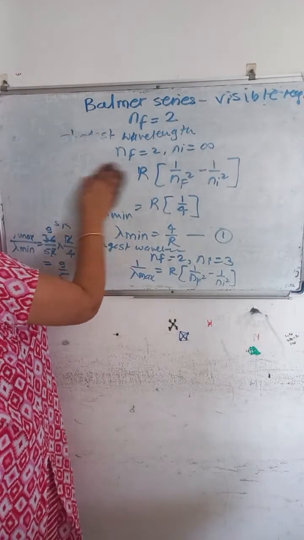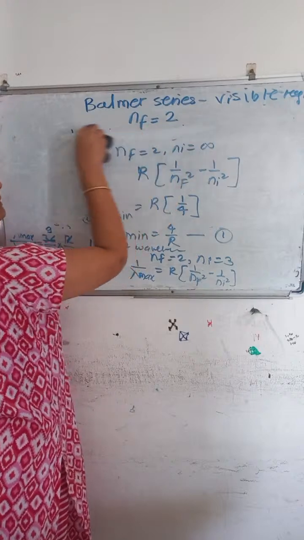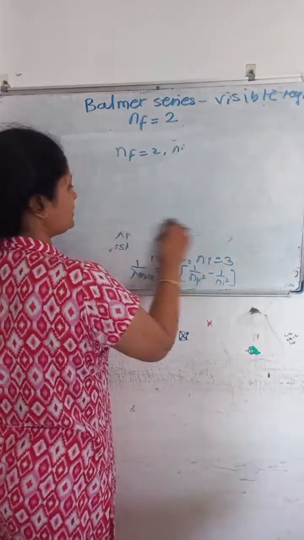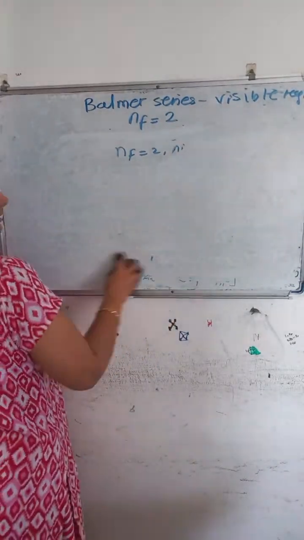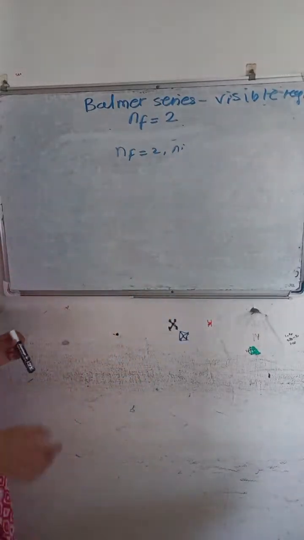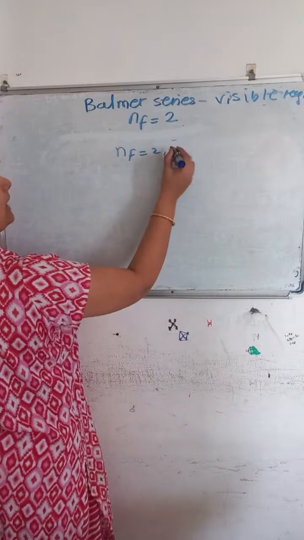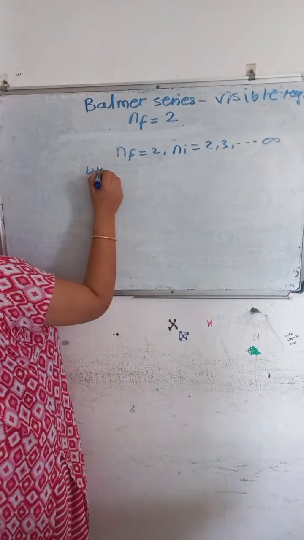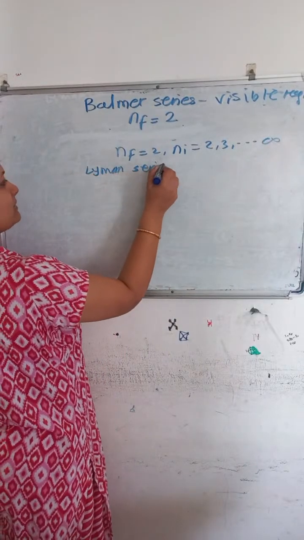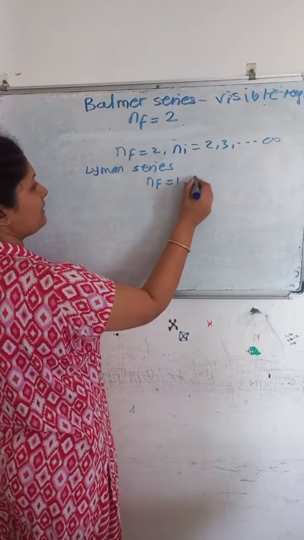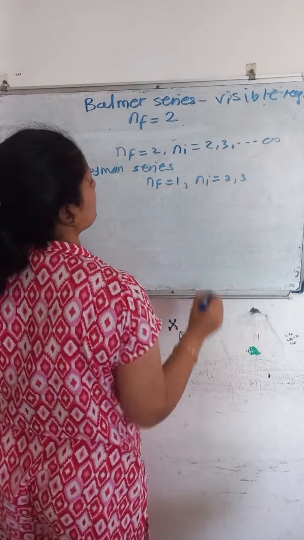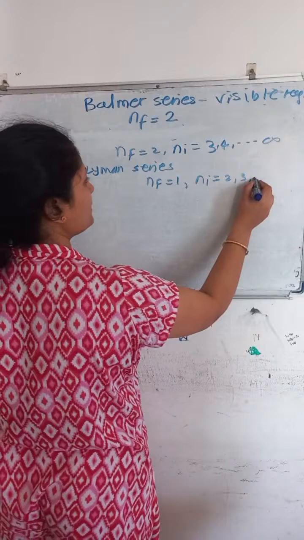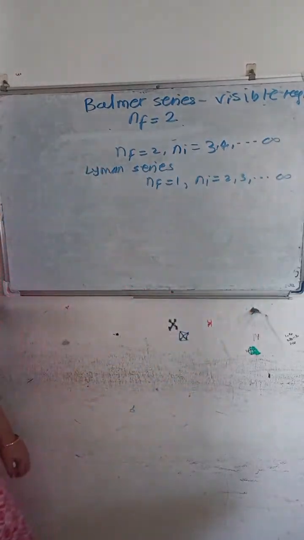Balmer, I already wrote here. So you can write down for Balmer: only n initial gets changed. For Balmer, the electron transits into 2, and n initial is nothing but 3, 4 and so on up to infinity. And in Lyman series, nf is nothing but 1 and ni is nothing but 2, 3, 4 and so on up to infinity. This is the first bit.